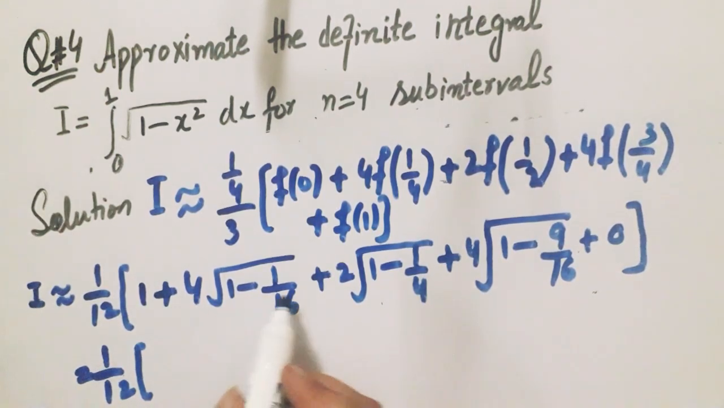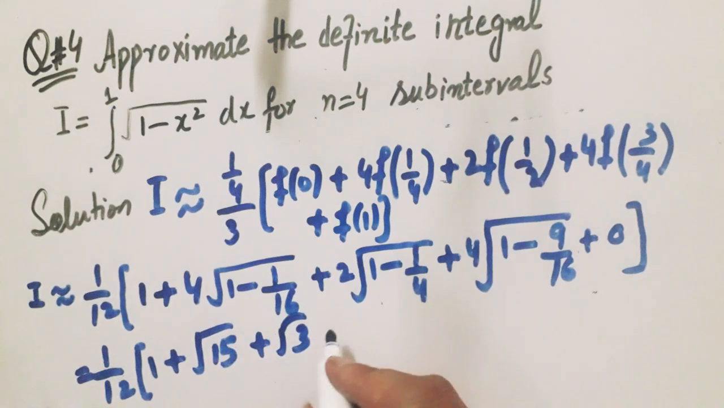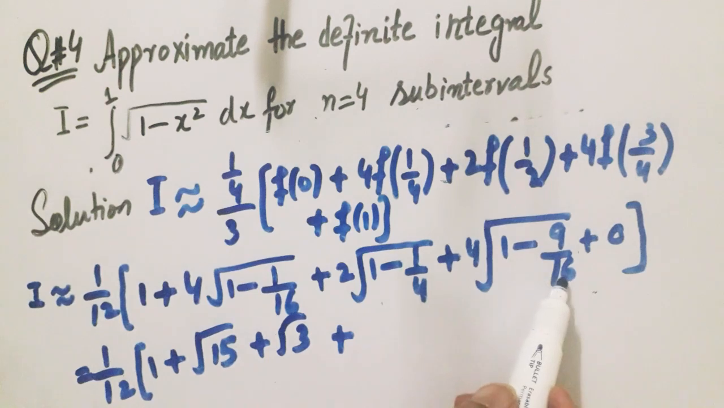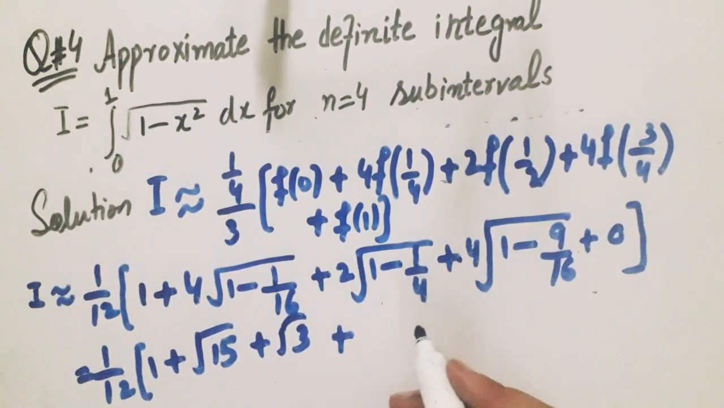Then taking the LCM, this is 16. Square root 16 will be cancelled out by this 4. So you will get 1 plus square root of 16 minus 1, which is square root 15. Then plus 2, and this, taking the LCM 4. Square root 4 will be equal to 2. So 2 and 2 is cancelled. So 4 minus 1 is square root 3. Then 16 will be cancelled out by this 4. Square root 16 is cancelled by 4. So 16 minus 9 is equal to 7. So square root 7.